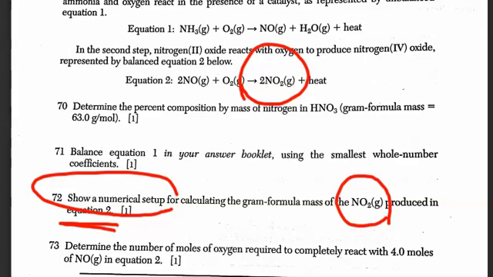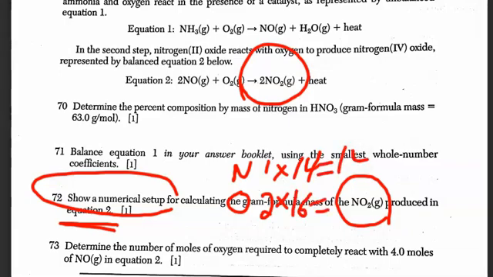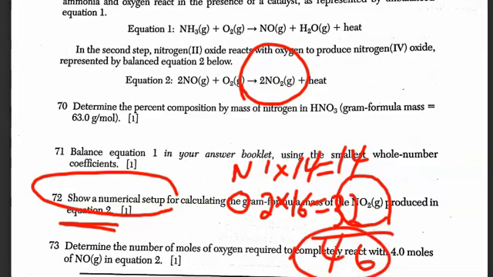How do you show the setup? Well, what I teach is you're going to list the elements, the number of times they appear in the formula, get the masses off of the periodic table for the individual elements. You're going to go ahead and multiply them out and add them up. That would have been a numerical setup. That's the 5 questions I found this year with a twist.